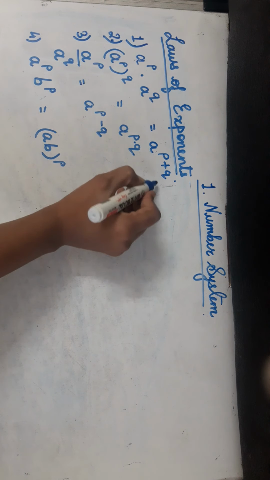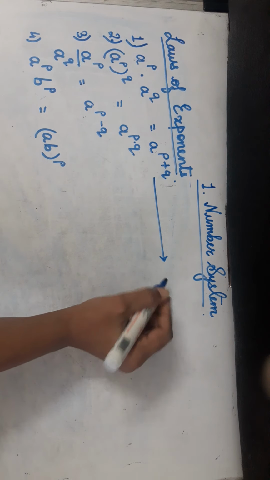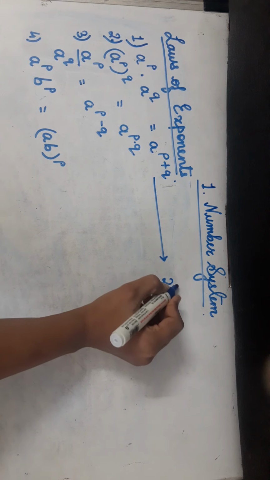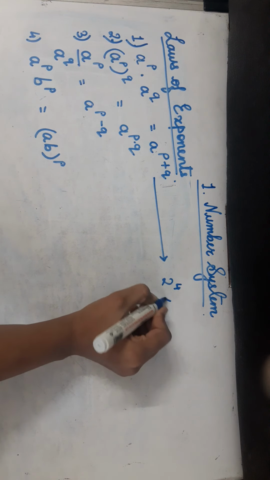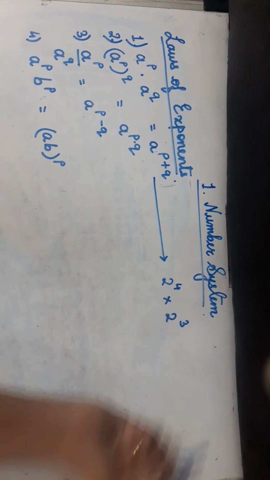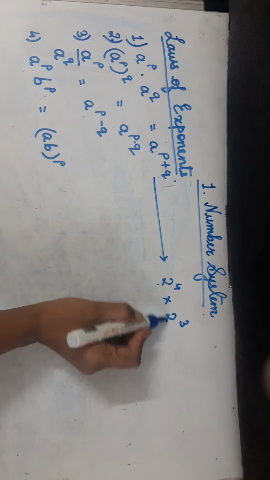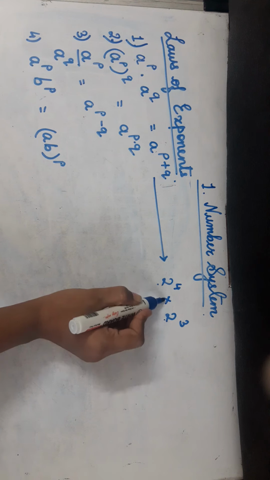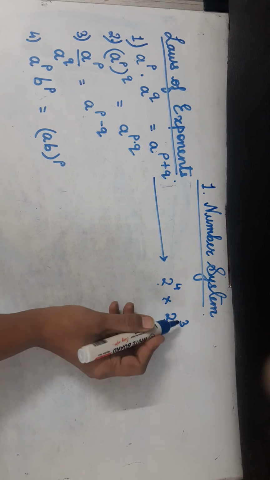So let us take one example of it. Let us say 2 raised to 4 into 2 raised to 3. Bases are the same, 2 and 2. They are in multiplication, so add their powers.